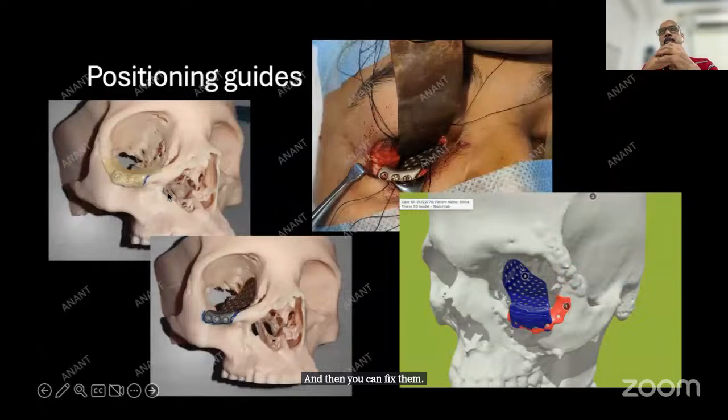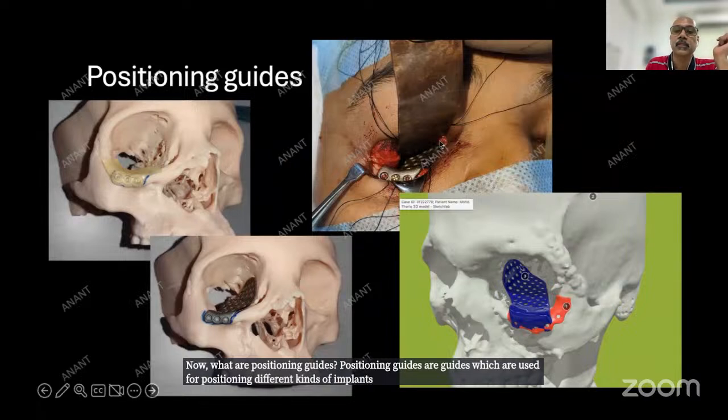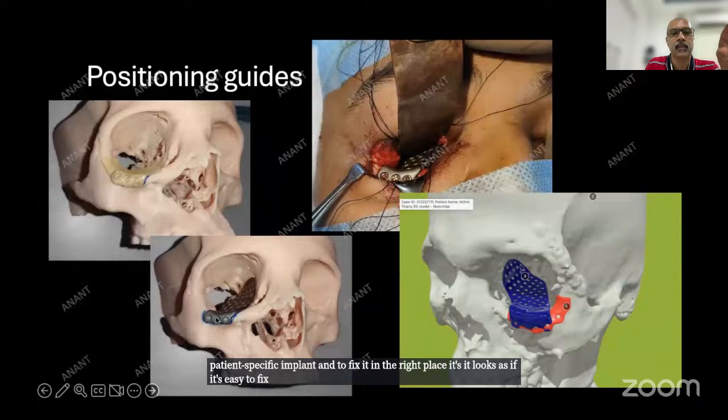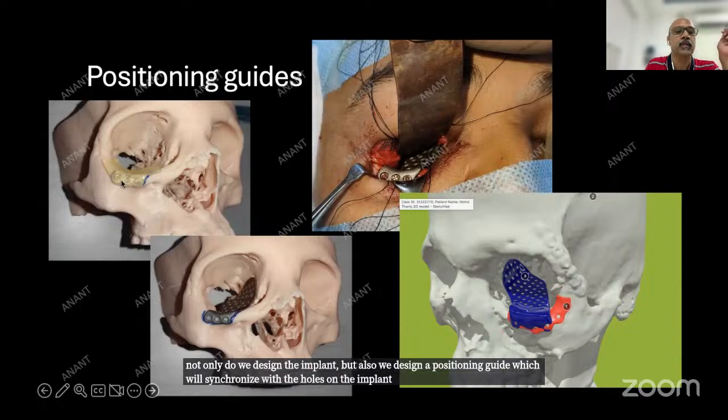Now, what are positioning guides? Positioning guides are guides which are used for positioning different kinds of implants. For example, this is an intraorbital patient-specific implant, and to fix it in the right place, it looks as if it's easy to fix this, but remember that this can slide anywhere along the infraorbital rim. So what we generally design is, not only do we design the implant, but also we design a positioning guide which will synchronize with the holes on the implant. So this is the positioning guide. You can see the screen on the left side.